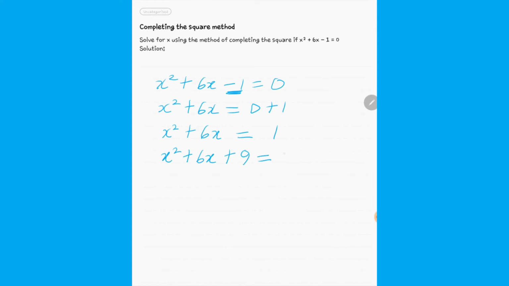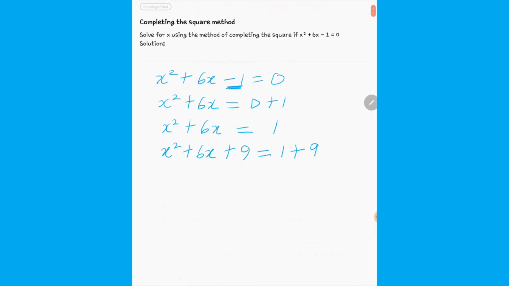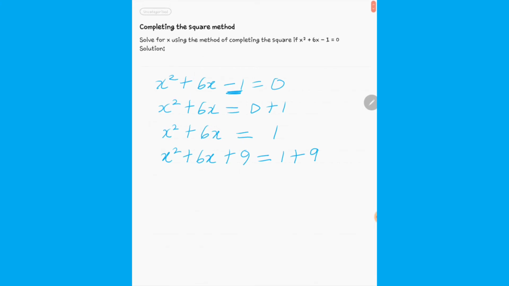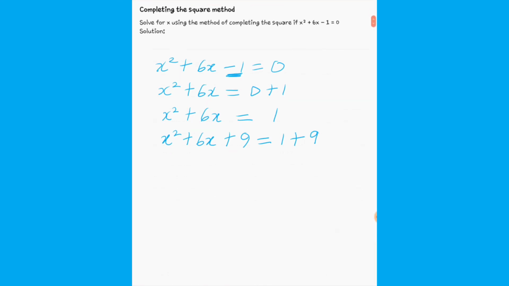I'll also add 9 to the right hand side because it's an equation. What you do to the left, you must also do to the right. So how do I know it is 9 I'm supposed to add? The previous video explains that. If you don't understand, you can pause this video right now, watch the video before this one, then come back and continue. So x squared plus 6x plus 9 equals 1 plus 9.